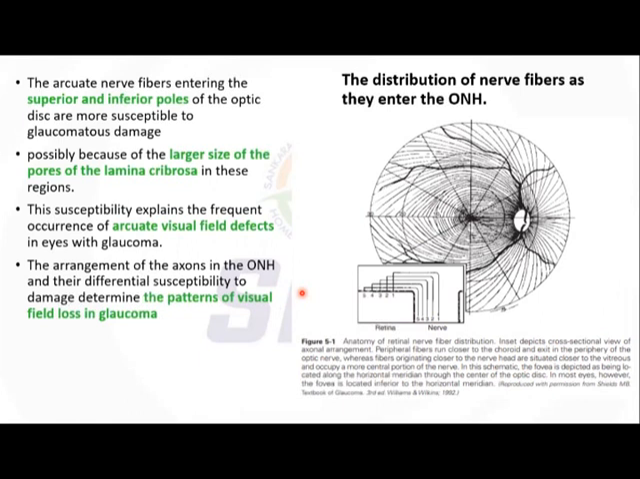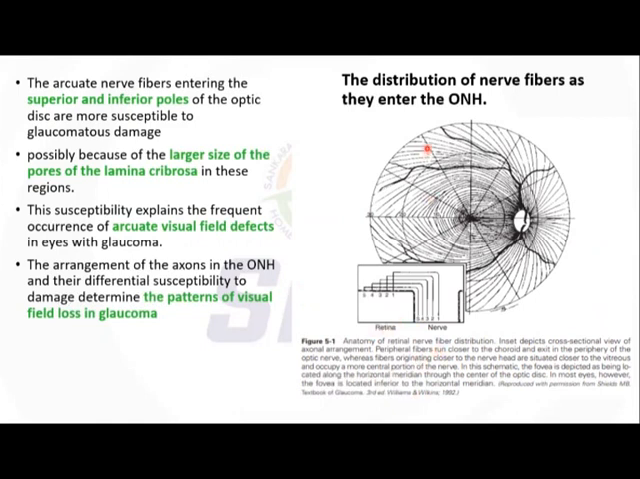Next, the distribution of nerve fibers as they enter into the optic nerve head. In this picture, we can see the arcuate nerve fibers entering the superior and inferior pole of the optic nerve, which are more susceptible to glaucomatous damage. This is because of the large size of the pores of the lamina cribrosa in these regions. This susceptibility explains the frequent occurrence of arcuate visual field defects in eyes with glaucoma, and the arrangement of the axons in the optic nerve head and their differential susceptibility to damage determine the patterns of visual field loss in glaucoma.